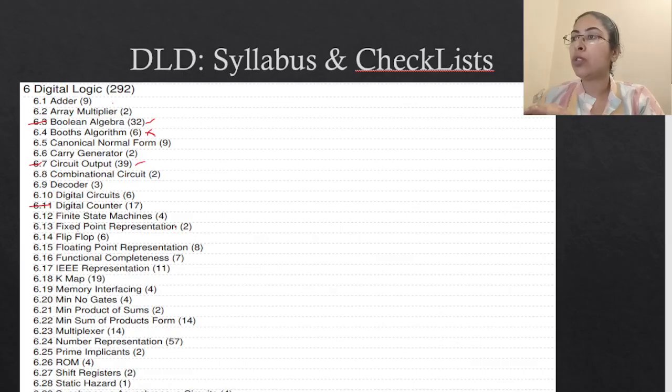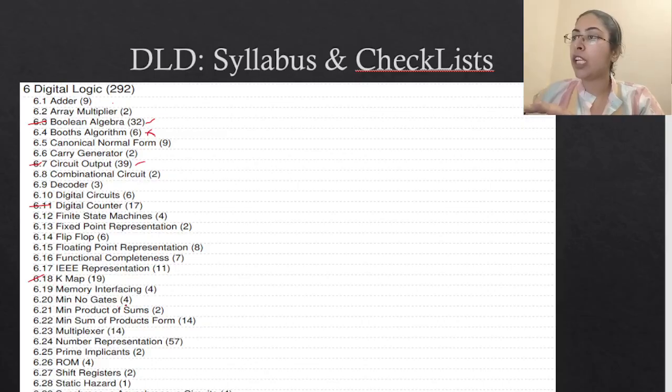Fixed point numbers, 2 questions. Flip flop, 6 questions. Floating point representation, 8 questions. Functional completeness, 7 questions. IEEE representation, 11 questions. K-map, 19 questions. So this K-map is also very important. Mark it down.